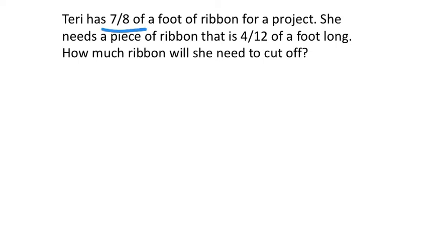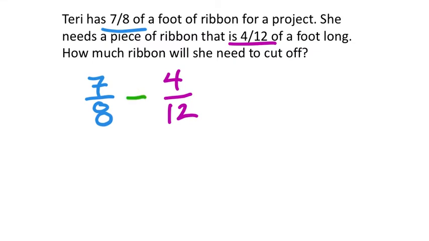So she has to start out with 7/8 foot of ribbon right here for the project. But she's going to cut off 4/12. Okay, so she's going to cut off the 4/12, which would mean that we're going to subtract these two values. Well, this is fraction subtraction, and so we need the denominators to be the same.